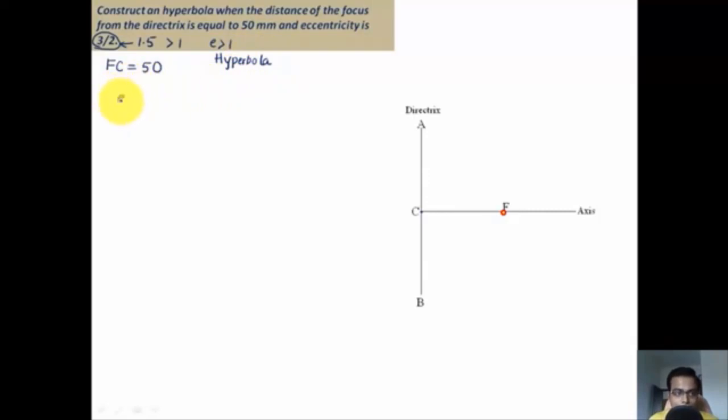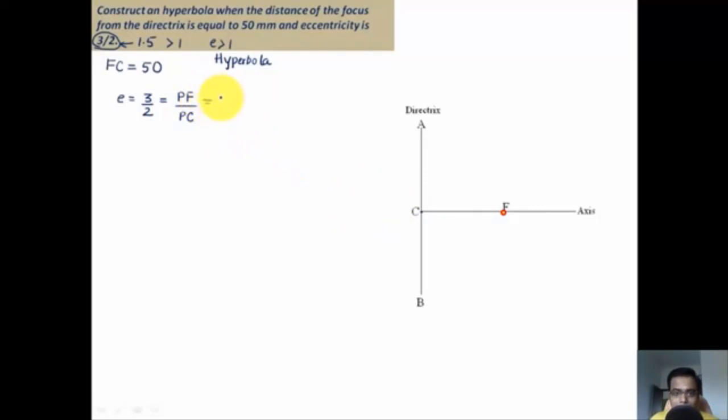Anyway, so we have been given e equal to 3 over 2. The formula for eccentricity is the distance of a point from the focus over the distance of the same point from the directrix, that is this point C. Anyway, can this be written in some other form?